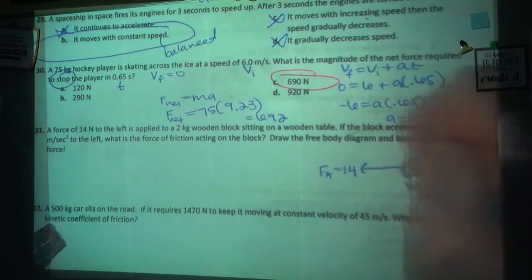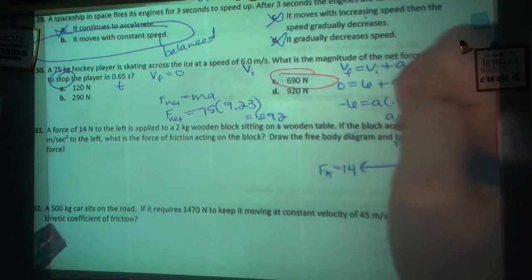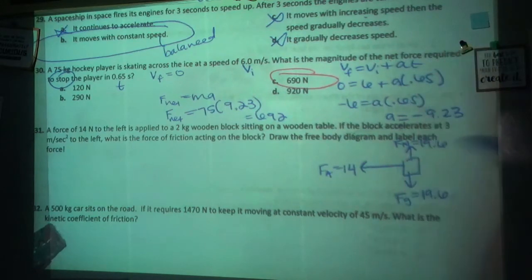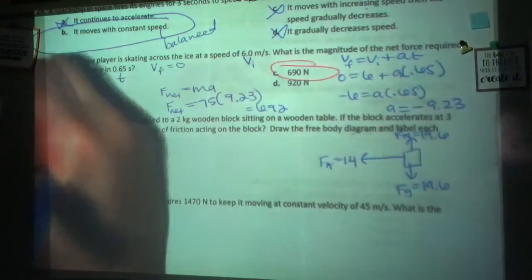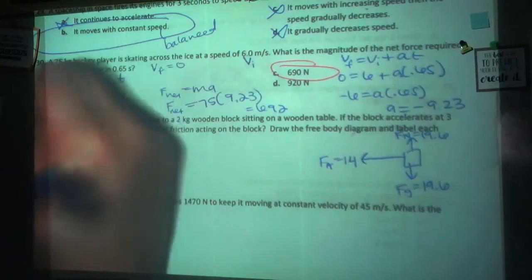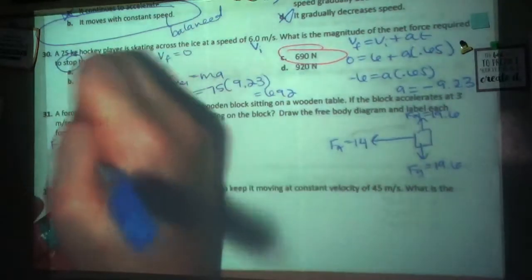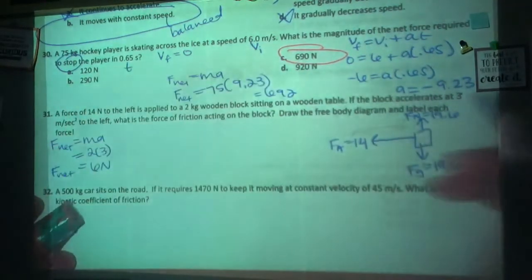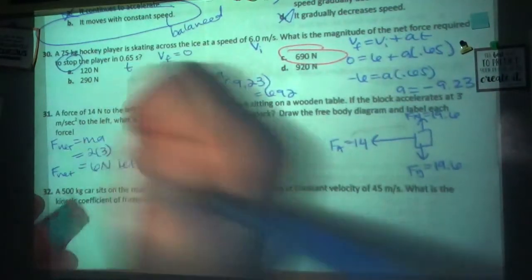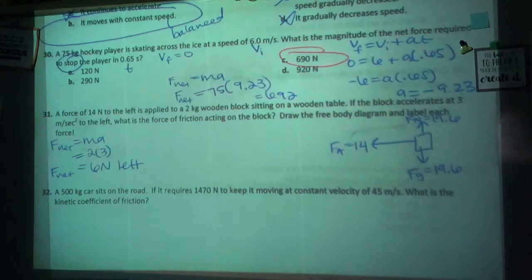And 2 kilogram block, you can find your gravity by mass times 9.8, so 2 times 9.8 gives me 19.6. And then the block accelerates at 3 to the left, so I'm going to plug in net force is mass times acceleration. So if I have A, you can plug into F net. Mass of 2, acceleration of 3 gives me a net force of 6 newtons. And because it accelerates to the left, my net force would be to the left.